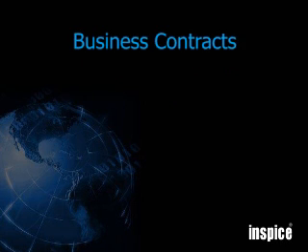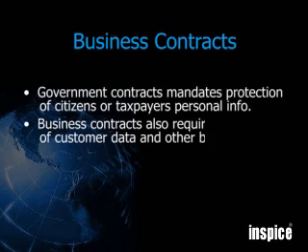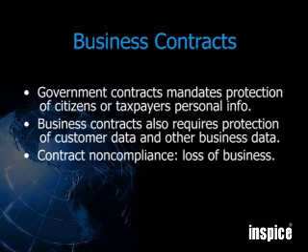In addition to legal obligation, there is another source of data protection obligations for business. Business contracts typically require protection of sensitive business data of parties involved in the contracts. For example, a business contract with the government usually mandates protection of taxpayers' personal information. A business contract with a corporation usually requires protection of the customer data and proprietary business information.